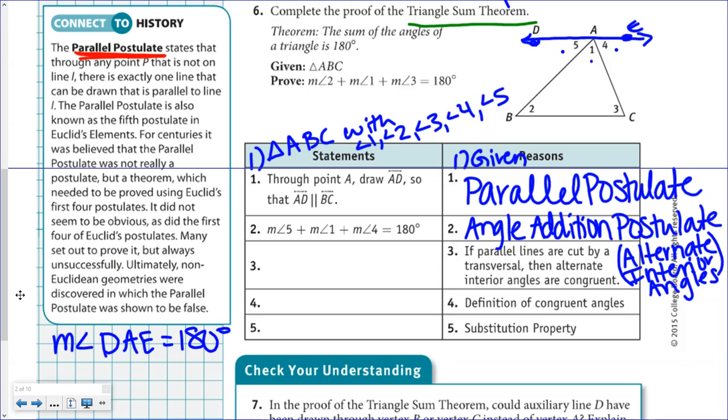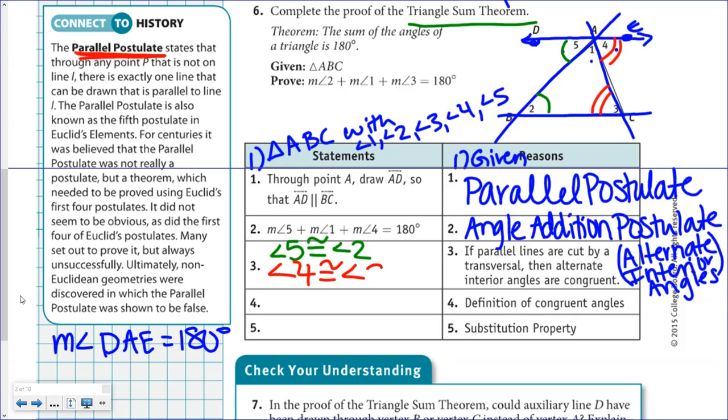But they actually decided to write it out, and that's perfectly acceptable. So because of alternate interior angles being congruent, we know we have our parallel lines and we have a transversal. And so this angle is congruent to this angle. So I know that angle 5 is congruent to angle 2. I have another transversal, which has another pair of alternate interior angles, which means that angle 4 is congruent to angle 3. And so that is what I can say for step 3.